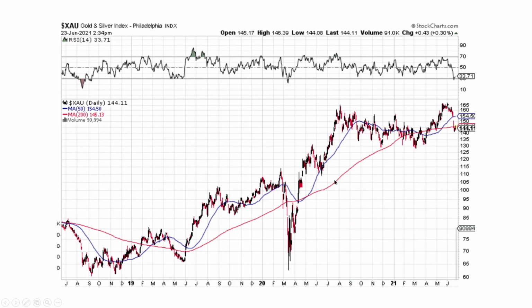XAU, Gold to Silver Index. This is the big picture view. We came back with a lot of momentum. I'm still not jumping in here. I'm waiting to see what happens.